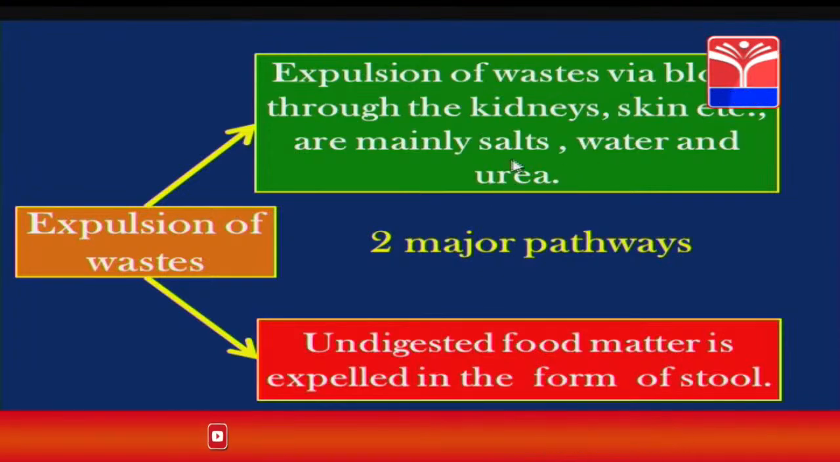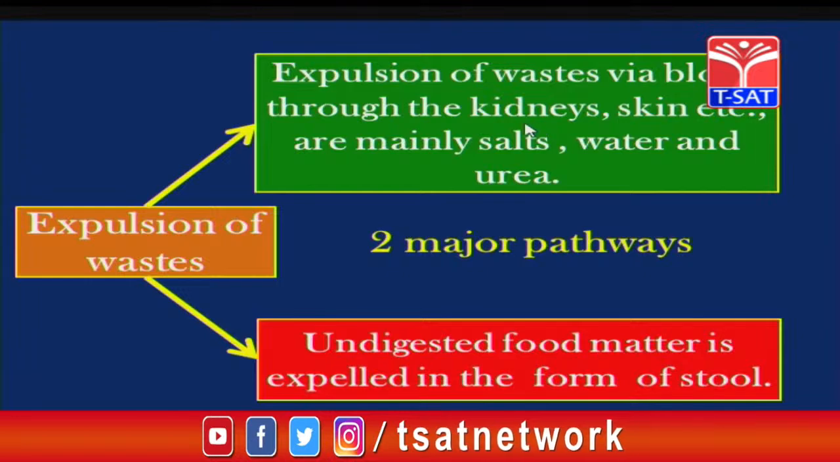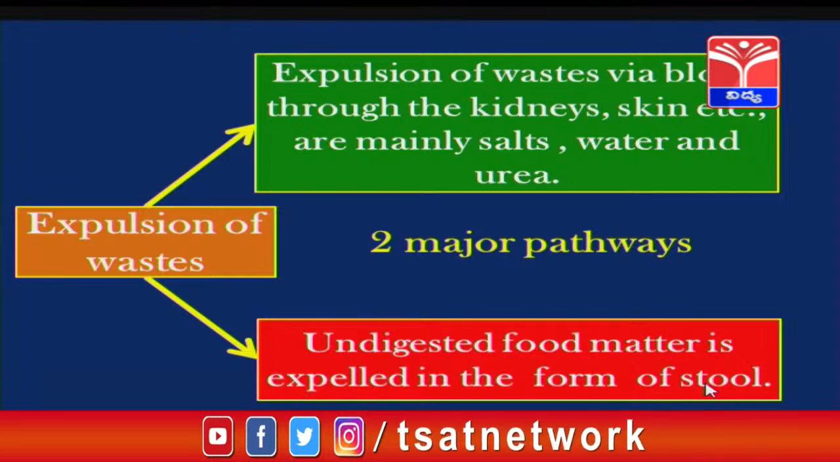So this is nothing but the urinary system or the excretory system, where kidneys play an important role in the elimination of these substances in the form of urine. The undigested food materials and the unabsorbed food materials are converted into fecal matter and expelled to the outside in the form of stool through the anus.